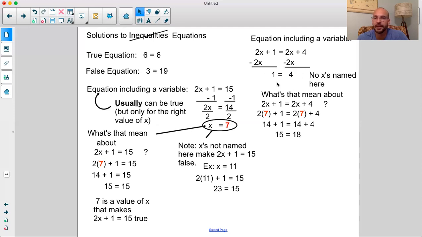There are no x's that are named here. So no x, it doesn't say x is this. No x's are named there. They're not naming any winners. There are no solutions to this equation.